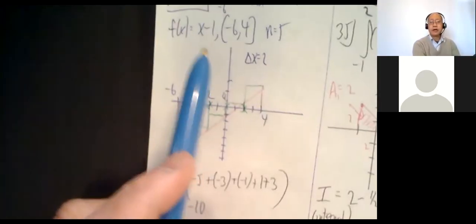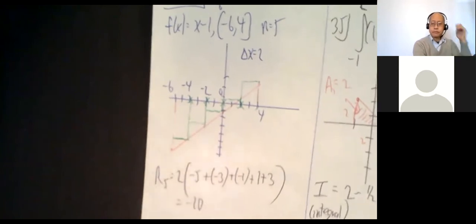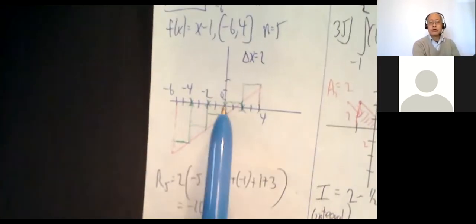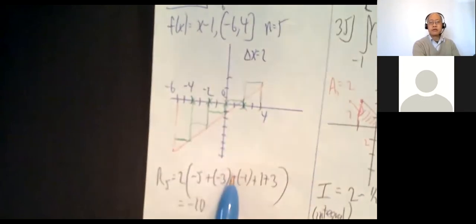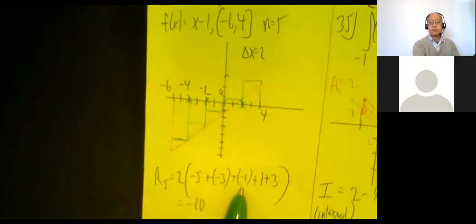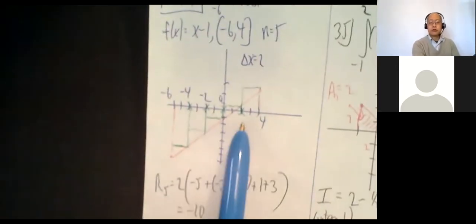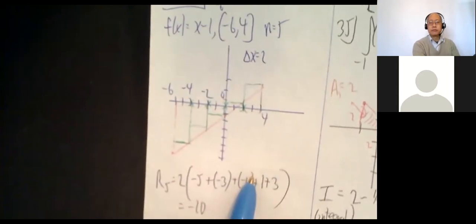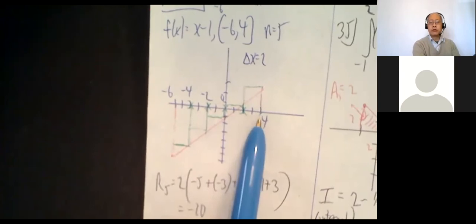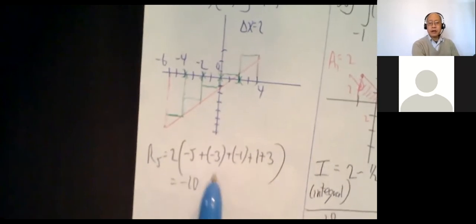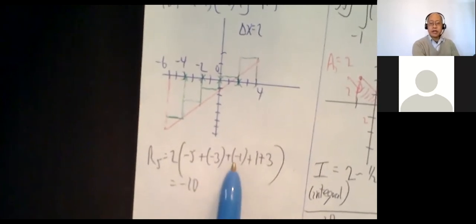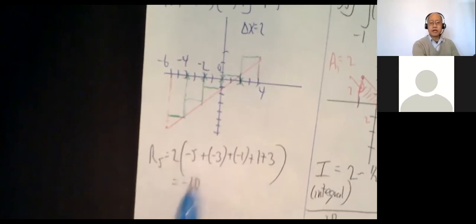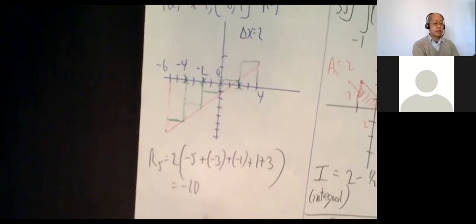Then from -4 to -2, what's the right endpoint? -2. -2 minus 1 is -3. -2 to 0, the right endpoint is 0. 0 minus 1 is -1. 0 to 2, right endpoint is 2. 2 minus 1 is 1. Finally, from 2 to 4, the right endpoint is 4. Plug in 4, 4 minus 1 is 3. And add these up, I notice that -3 cancels a +3. I notice that -1 cancels a +1. So all you have is 2 times -5, -10. Just as we anticipated, the answer would be negative.